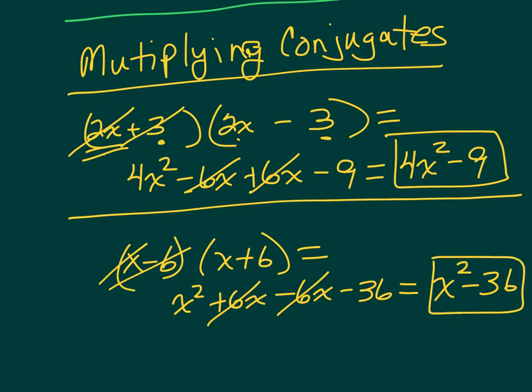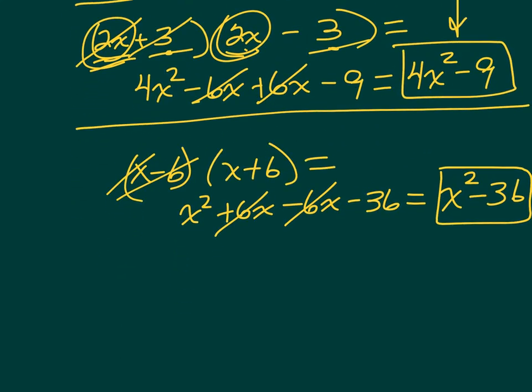Class, anytime you multiply conjugates, the middle terms are always going to cancel. So in terms of a shortcut, what we can do is just ignore the middle terms. To get our answer, we can always just take first times first, in this case 2x times 2x to get 4x squared, and second times second. 3 times negative 3 would have given me negative 9. That's the shortcut for multiplying conjugates. It's simply first times first, second times second.